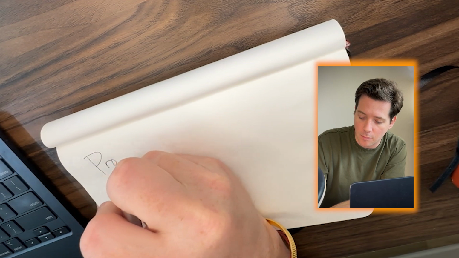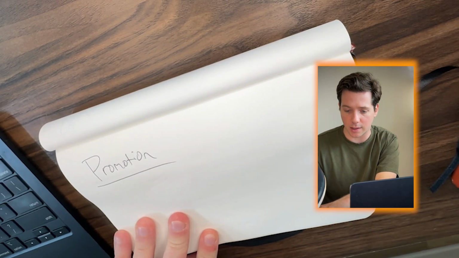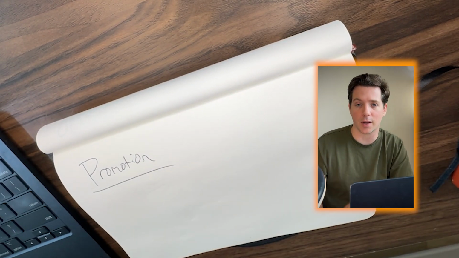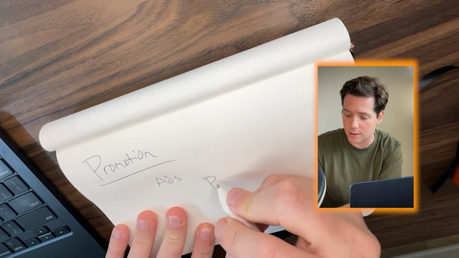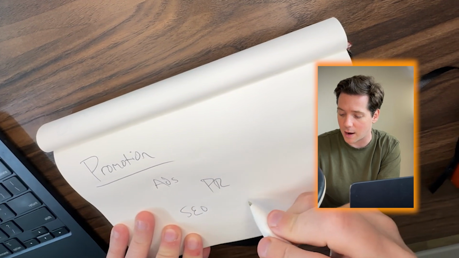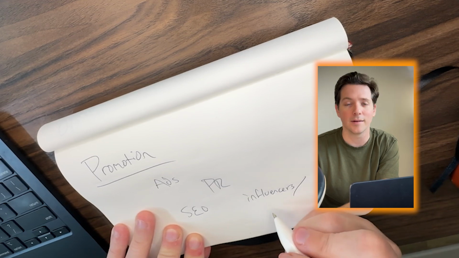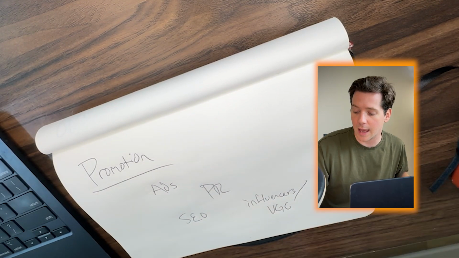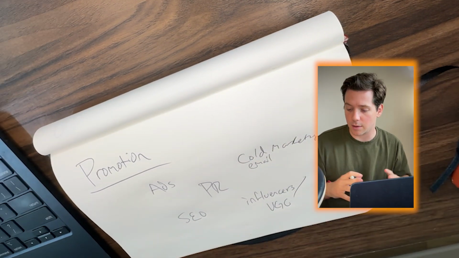And that brings us to the final P, which is promotion. We've talked about having your product on shelves or having your product on a website, but how do we actually get them to those websites? Now, promotion is what everyone thinks about when they think about marketing. That's things like ads, that's things like PR or SEO or hiring influencers, UGC, user-generated content. That is what people talk about when it comes to marketing, cold email, etc.